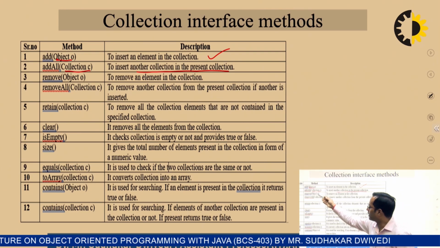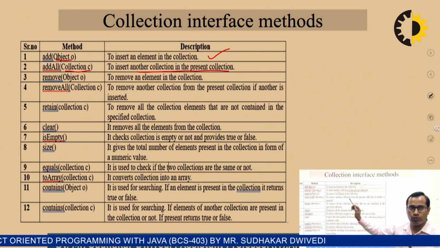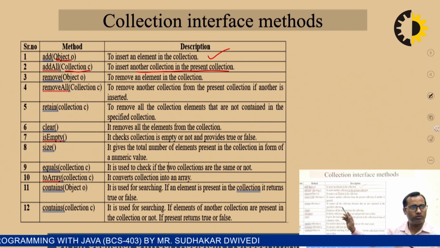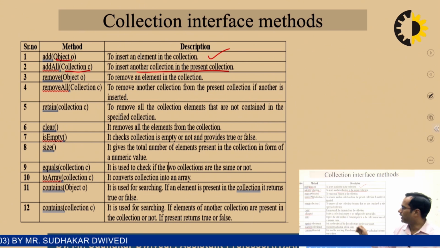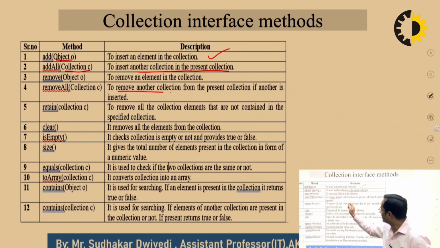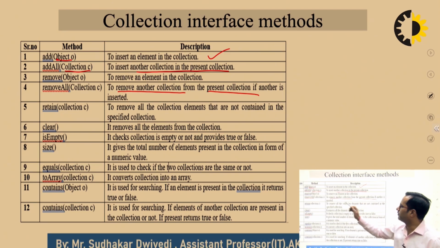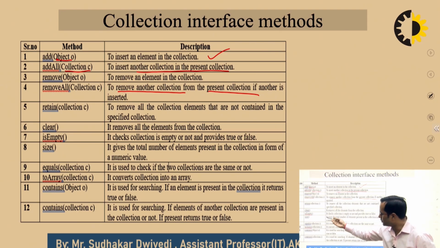Similarly, we have the remove and removeAll methods. If we want to remove just one element, we will use the remove method. And if we want to remove all the elements of another collection from the present collection, then we will use removeAll. Subsequently, we have different methods we have mentioned in this.